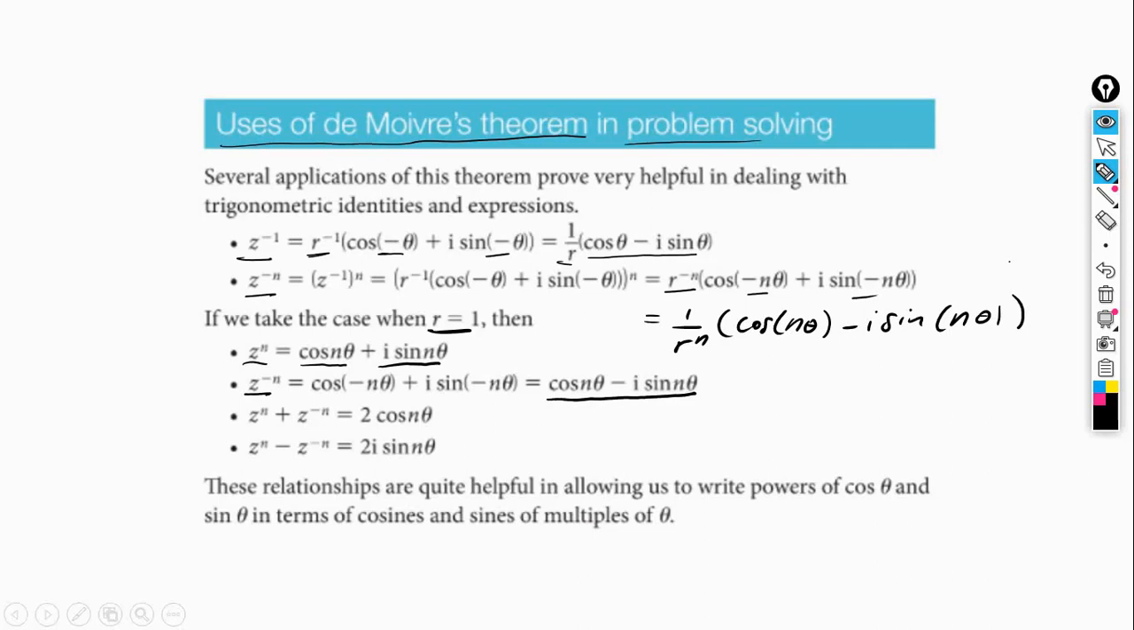So notice that if we add z to the n plus z to the minus n, you'll end up with 2 times cosine of n theta. That's just from adding this and this. And if we subtract it, we're going to end up with 2i sine of n times theta. So these relationships are quite helpful in allowing us to write powers of cosine of theta and sine of theta in terms of cosines and sines of multiples of theta.